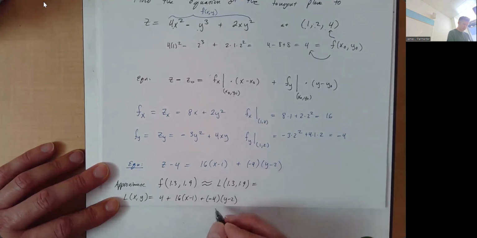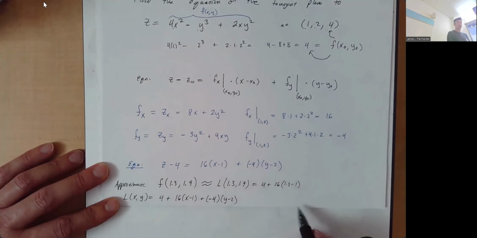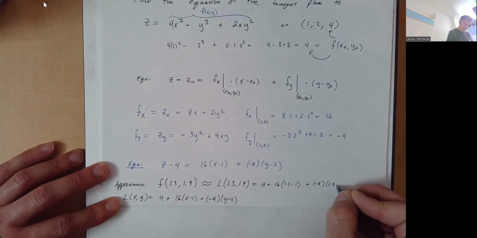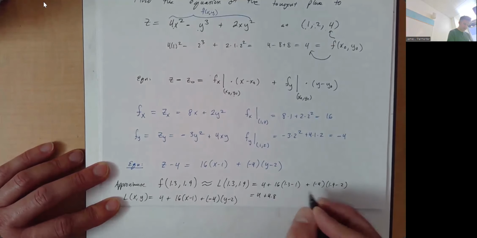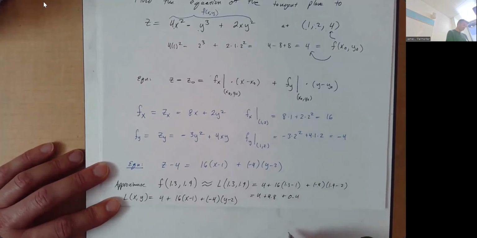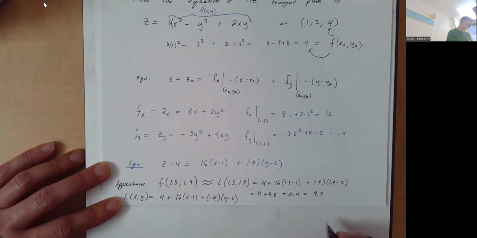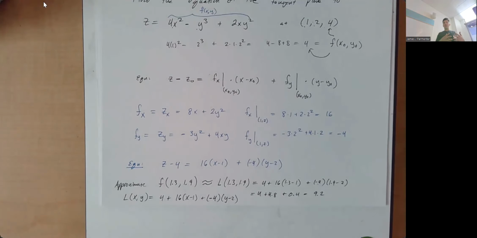Which is going to be 4 plus 16 times 1.3 minus 1. I think you could probably skip the step of writing 1.3 minus 1 and just write 0.3, plus negative 4 times 1.9 minus 2. So here we've got 4 plus 16 times 0.3 is 4.8. Negative 4 times negative 0.1 is going to be positive 0.4. And that's going to equal 9.2. So quite a ways from the value of 4, which goes to show that we might have a surface that's very, very steep at this point. So if you move away from it, it's going to get very, very different very rapidly. That happens sometimes.